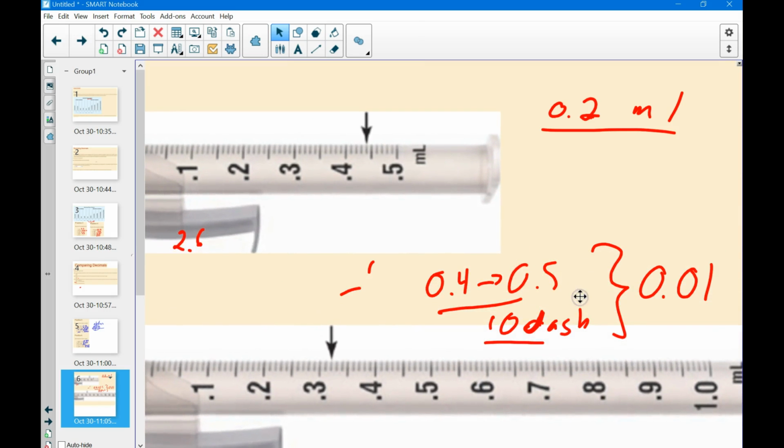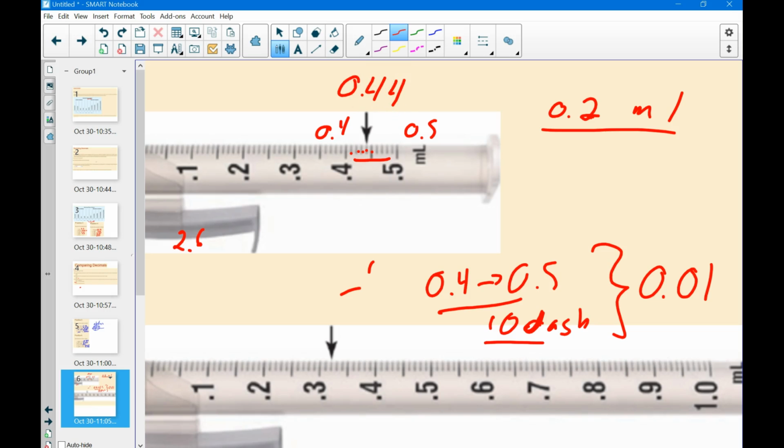So what I'm trying to show you here is this piece in here. These little numbers in here. So this would be 0.4, this would be 0.5, so this would be 0.01, 0.02, 0.03, 0.04, 0.05. So right here would be 0.44.